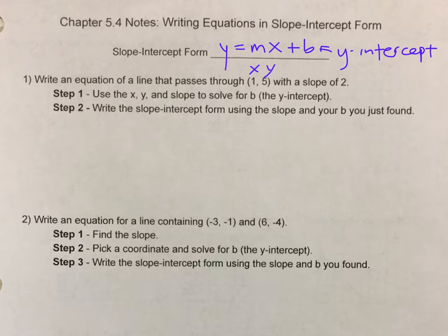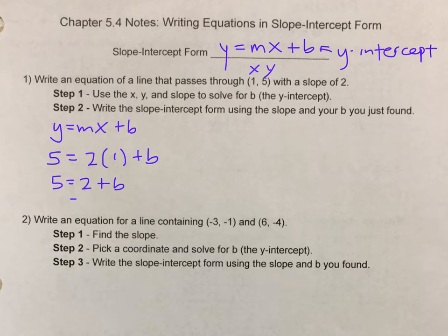So we have our slope-intercept form. So in place of the y, I'm going to write a 5. In place of this slope, which is the m, I'll write a 2 times x, which is a 1, plus b. Now all we're going to do is solve the equation to get what b is. So 5 equals 2 plus b, subtract 2, 3 equals b.